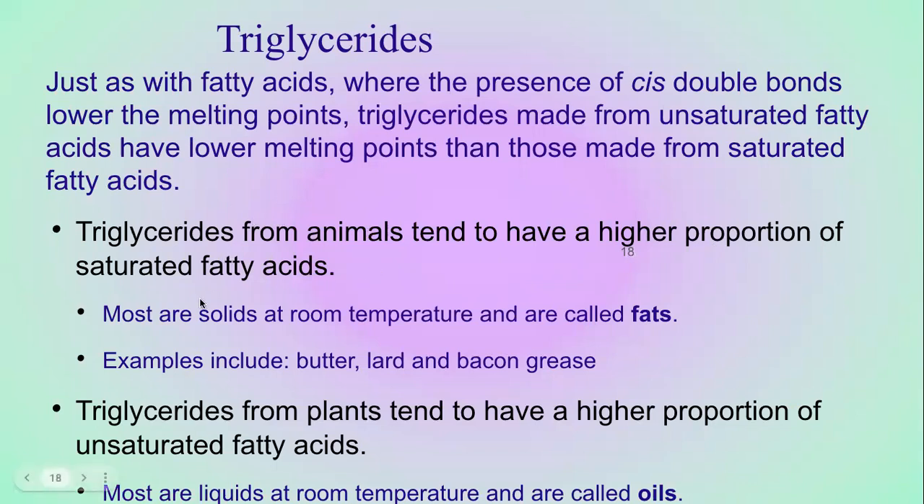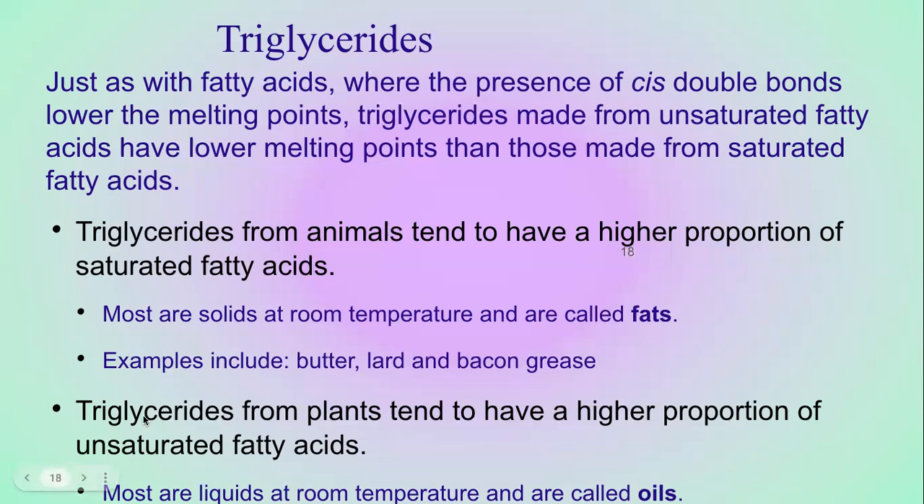Because they're saturated fatty acids and they're linear and straight, they can stack on top of each other, so solid equals saturated, or saturated fatty acids are solid at room temperature. So we call these fats. For example, butter, lard, and baking grease are triglycerides that originate from animals.